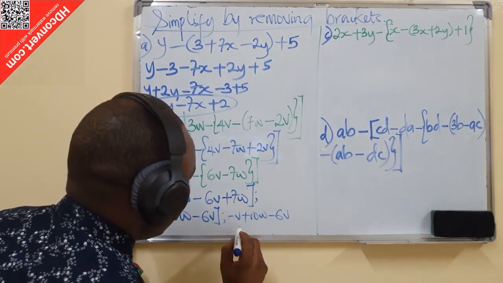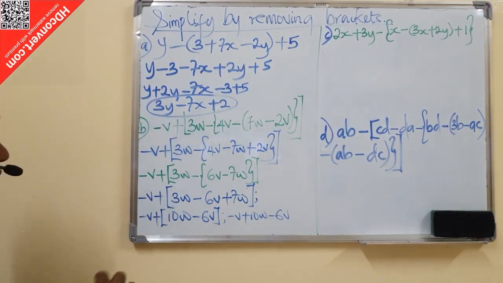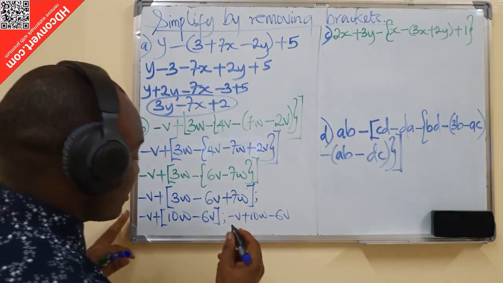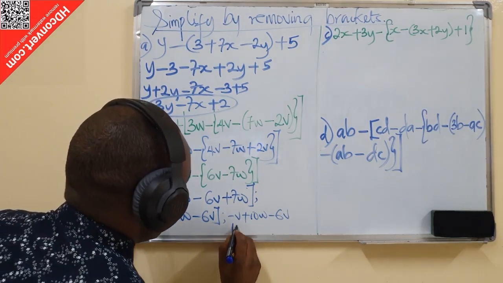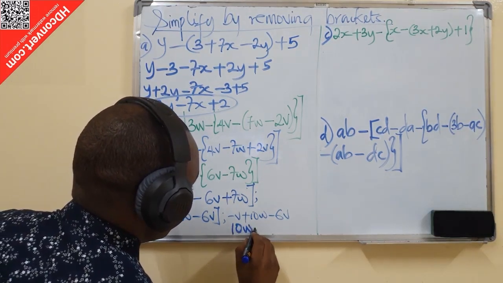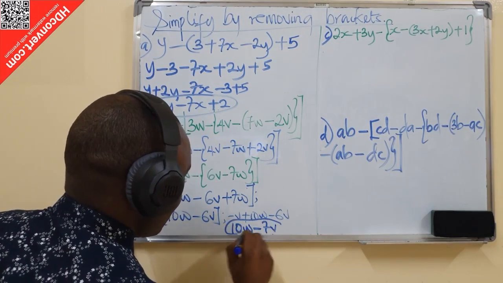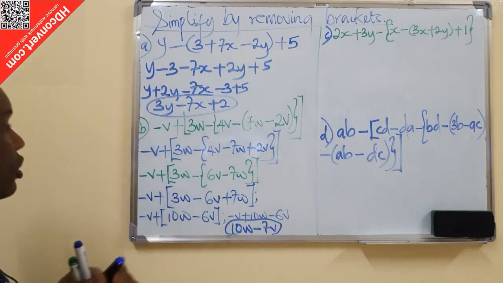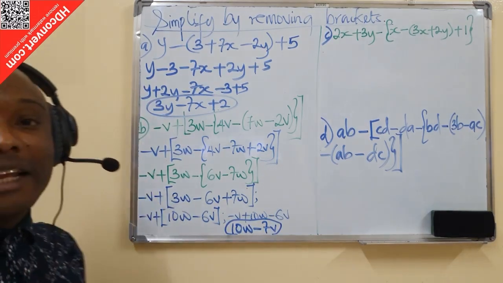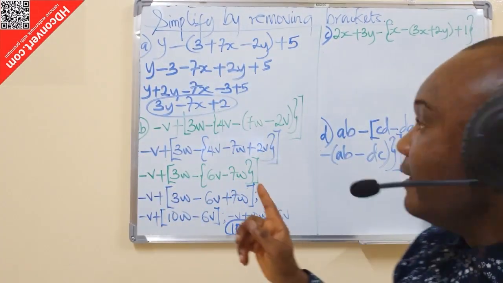So our final answer is going to be 10w minus 7v. 10w minus 7v. This is our final answer for question 2. That's question B. Now let's go ahead to look at C and D.